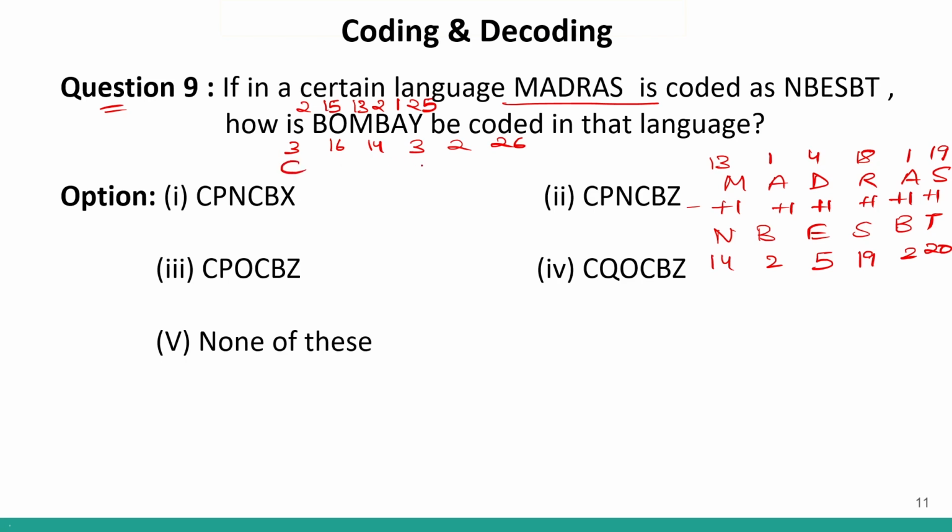So 3 is C, correct? 2 is B. 16 is how much? 16 is P. 14 is how much? N. And 26 we have Y. So the code will be CPNCBZ, and this is given in option number 2. So option number 2 will be the correct answer to this question.